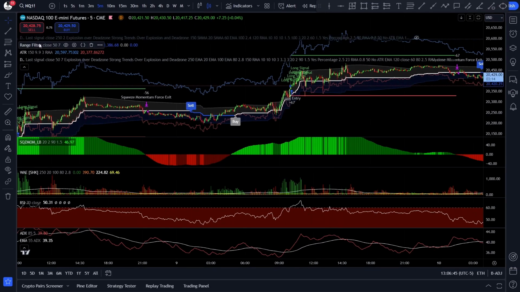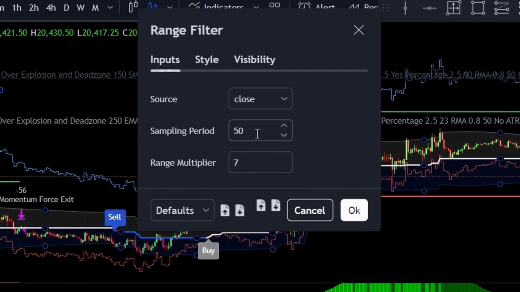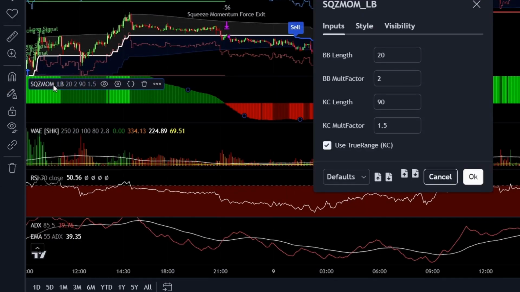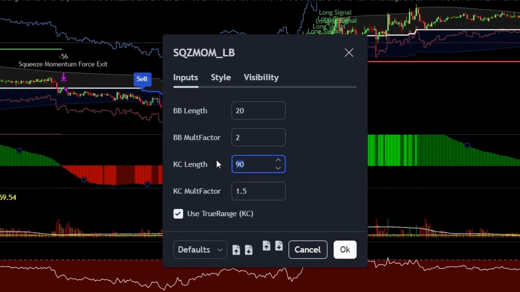Next, the trend filter, the range filter. Open up its settings and change the sampling period to 50 and the range multiplier to 7. Then our exit signal indicator, the squeeze momentum. Here you only need to modify the KC length and set it to 90.